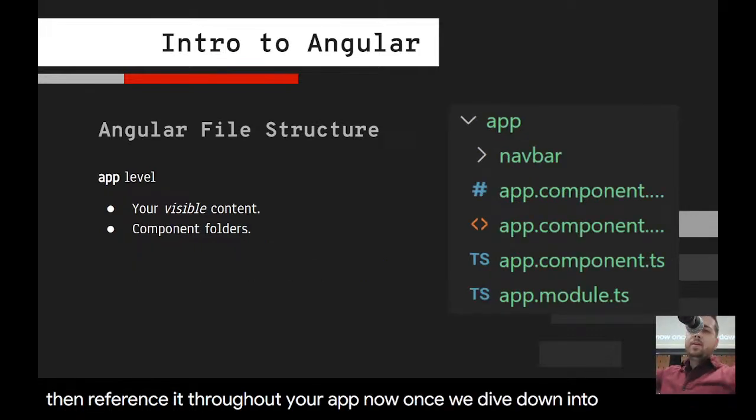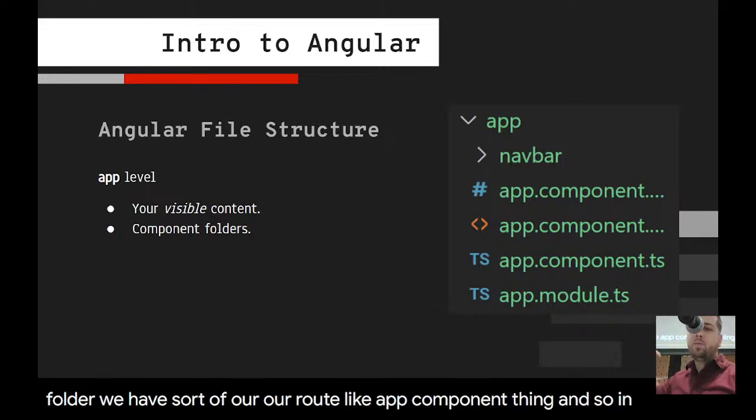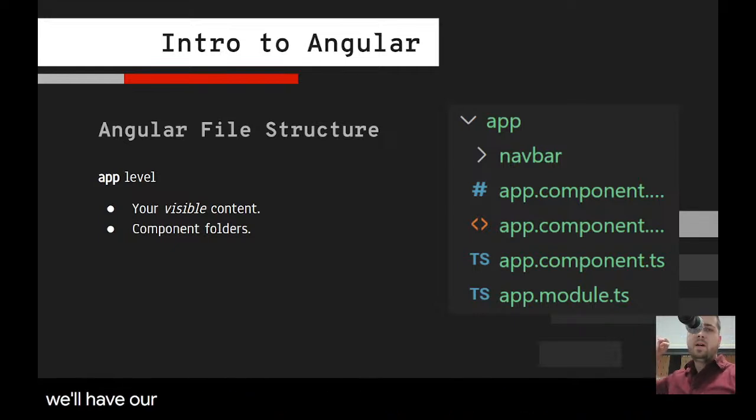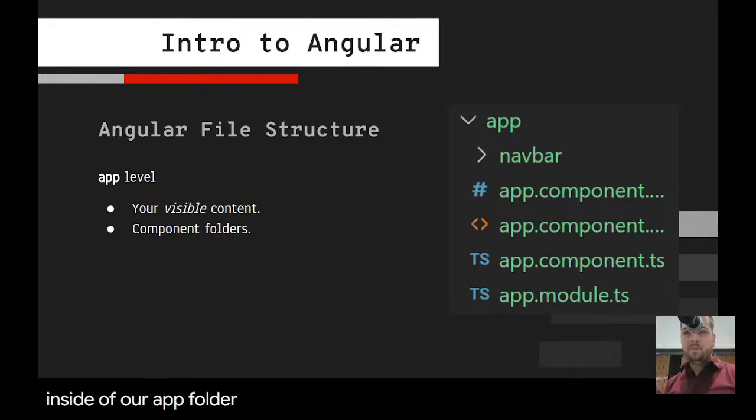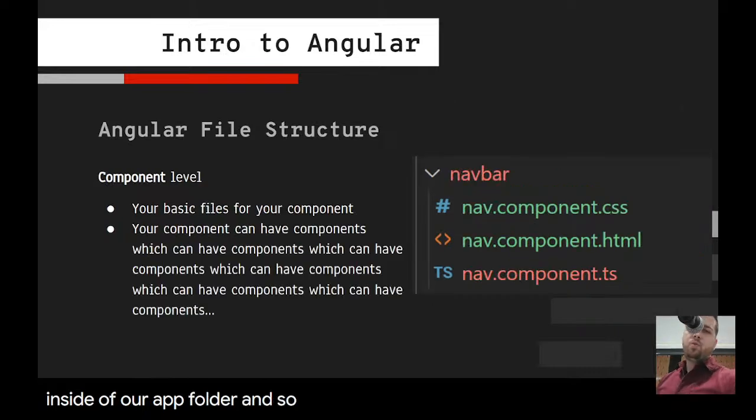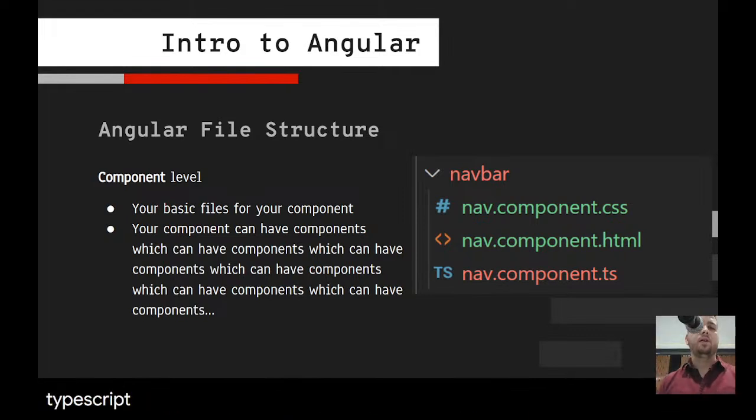Now, once we dive down into the app folder, we have our root app component. We'll look at the files more in depth, but we have our CSS, HTML, and then TypeScript. In addition to that, we can have a bunch of components inside of our app folder. And so the components will just have a CSS, HTML, TypeScript, pretty standard combination of files.